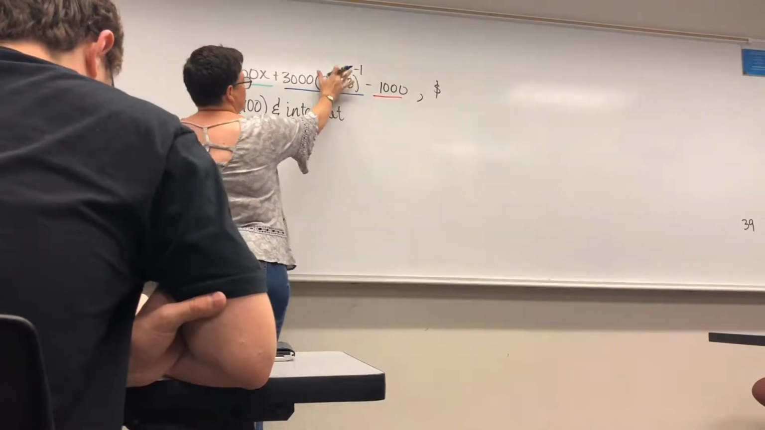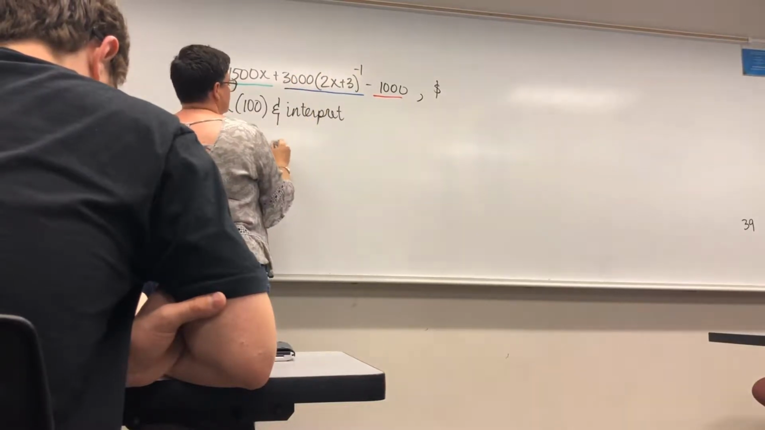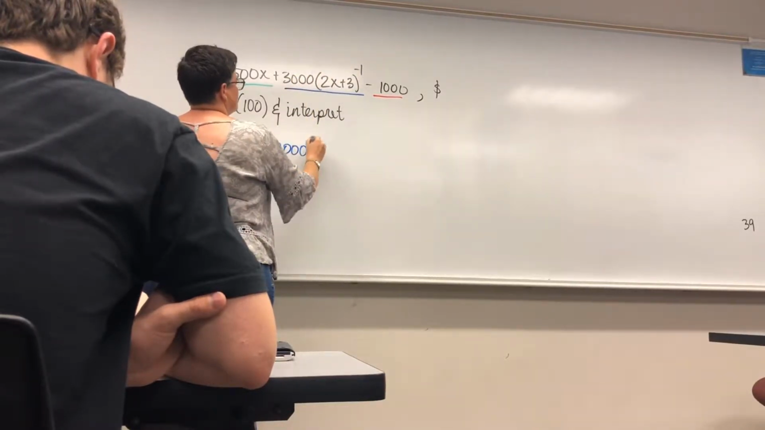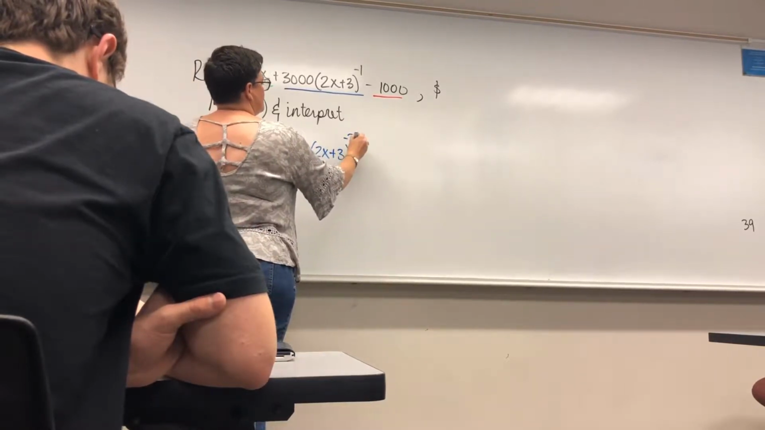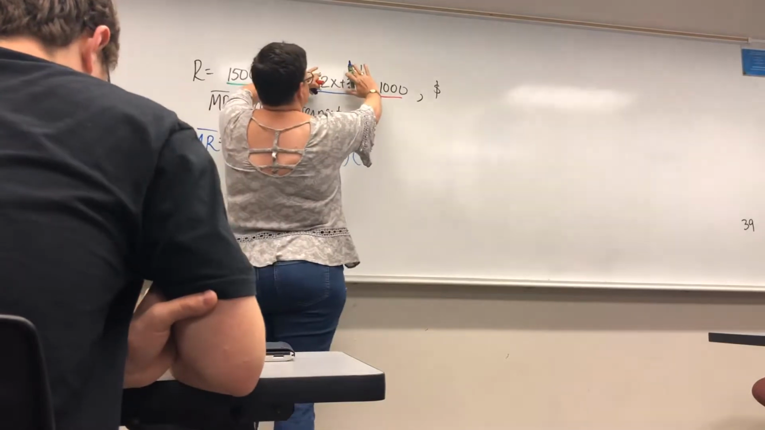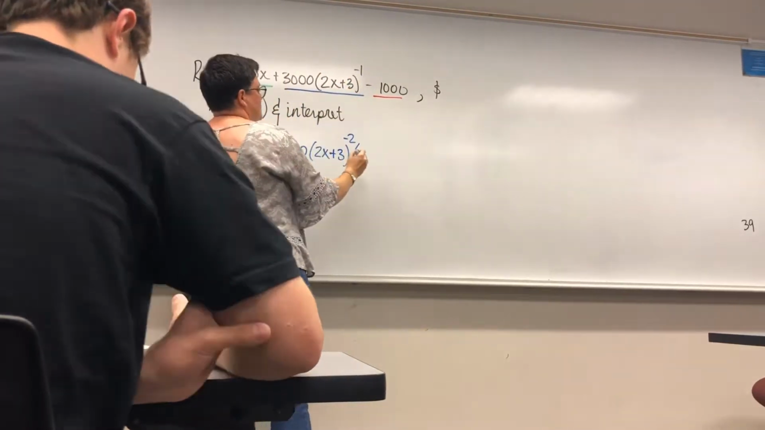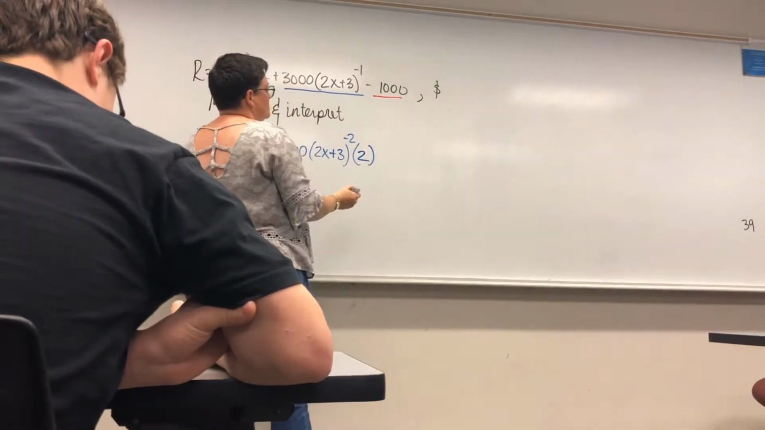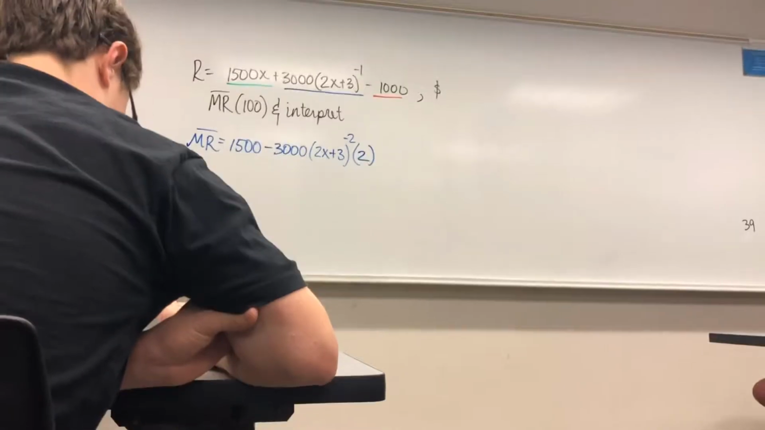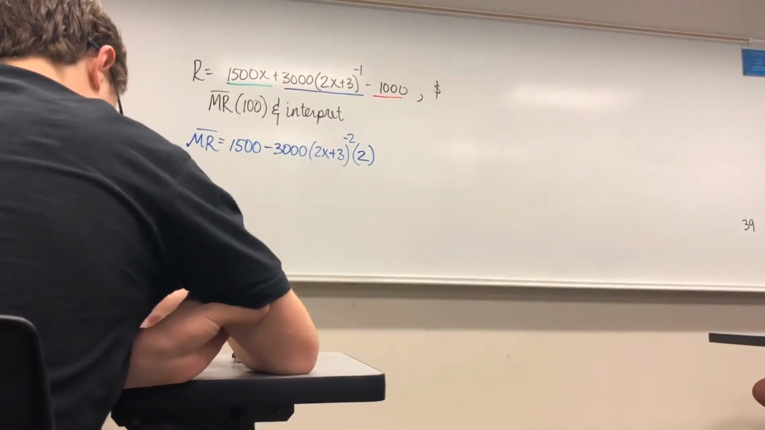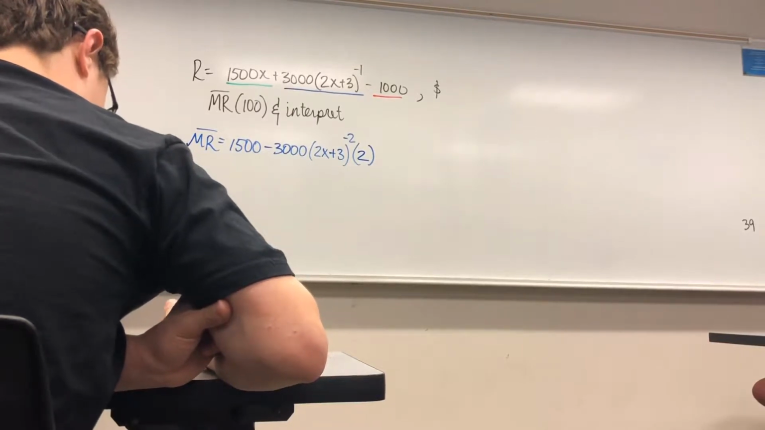And then what about this guy? So let's do d out, d in. Ignore the junk on the inside. Negative 1 comes down, making this minus 3,000 times the junk to the negative 2, times the derivative of the inside. So now we peel everything inside of the parentheses and take the derivative. That's 2. And then the derivative of minus 1,000 is just 0. Okay. How do you guys feel about that one?